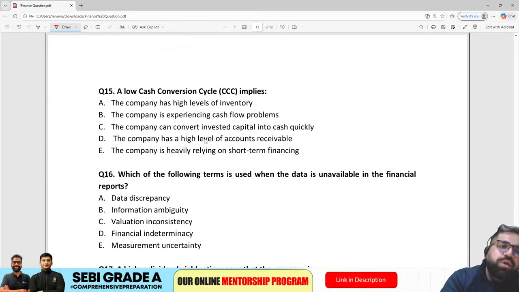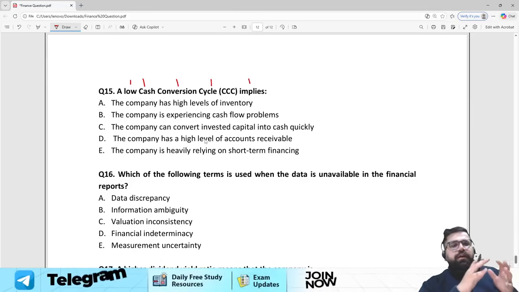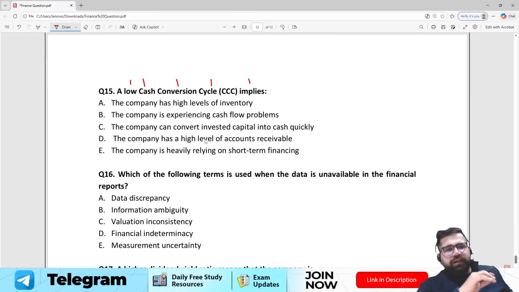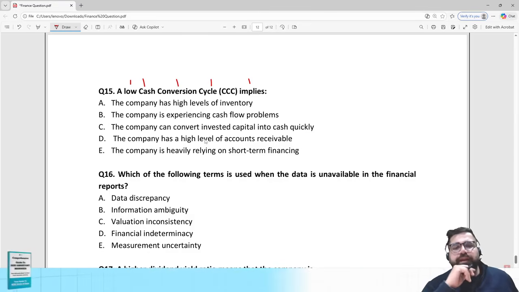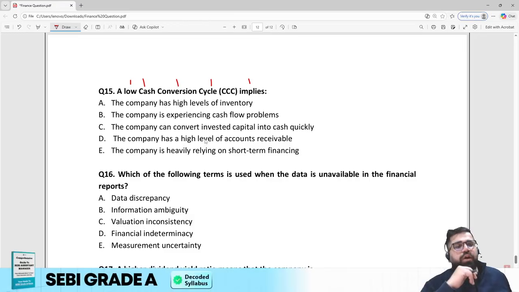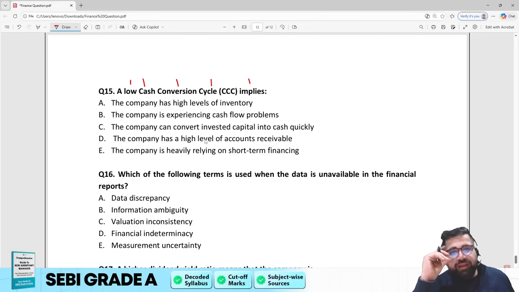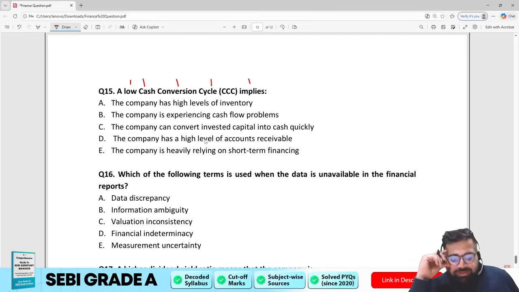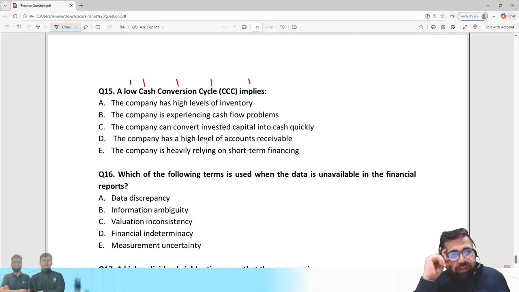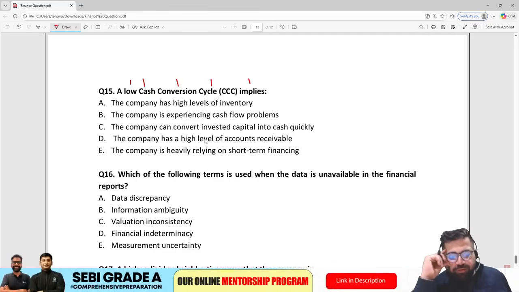15th, a low cash conversion cycle implies what? So if you are having a low cash conversion cycle, it basically means what? A company has a high level of inventory. A company is experiencing cash flow problems. The company can convert capital into cash quickly. Or the company has a high level of accounts receivable? Or the company is heavily relying on short-term financing?